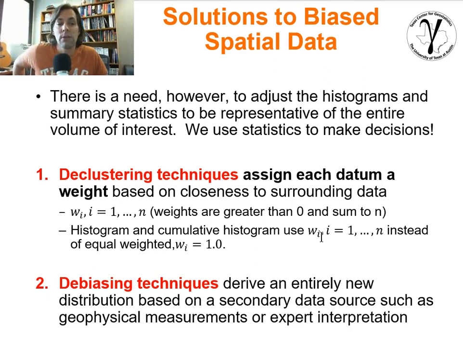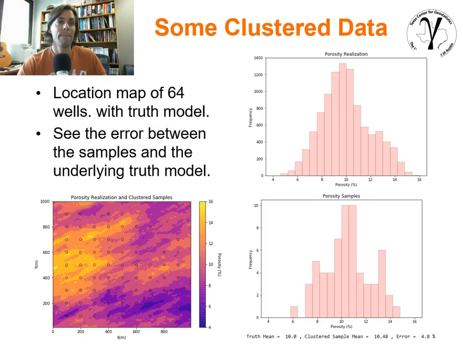Debiasing techniques are another type of methodology where we can derive an entirely new distribution, not weighting the data, but building a brand new distribution given knowledge or information coming from a secondary source of information that has better coverage, a relationship between our primary variable and our secondary variable. This might include using information like geophysical measurements, expert interpretations, and so forth. So let's talk about this.